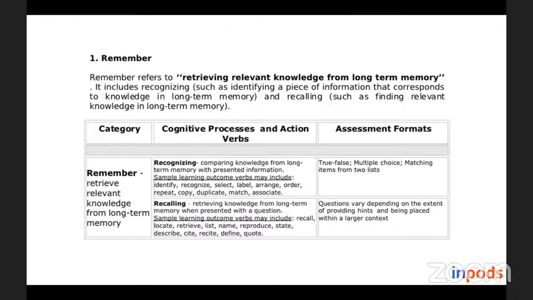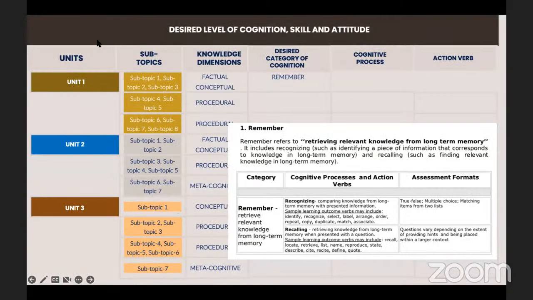You can provide some hints and then ask your questions. So that's the kind of questions you can design using these keywords if you want the students to recall. If I go back to my course blueprint model, I wanted the student to be at remember level when I was teaching these factual related subtopics.